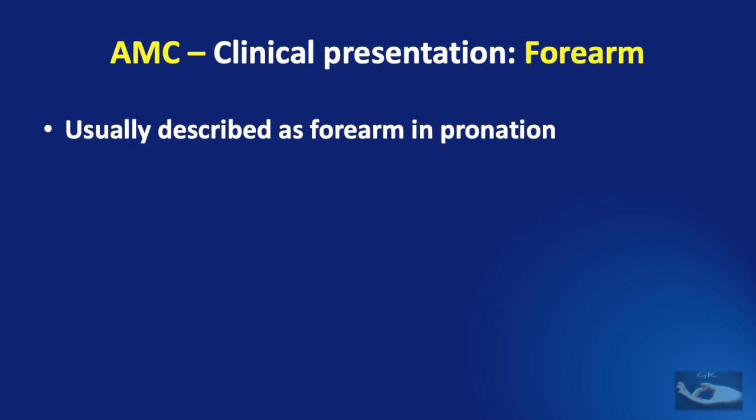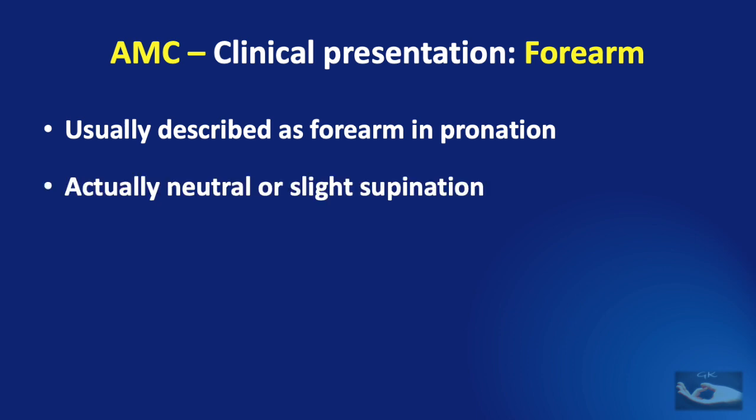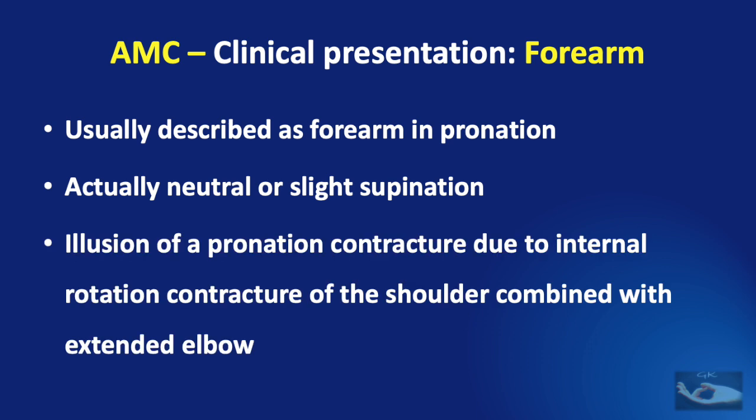Classically, the forearm is usually described in arthrogryposis as fixed in pronation in the majority of children. However, most forearms are usually positioned in neutral or slight supination. It looks like a pronation contracture because of the internal rotation contracture of the shoulder combined with an extended elbow.